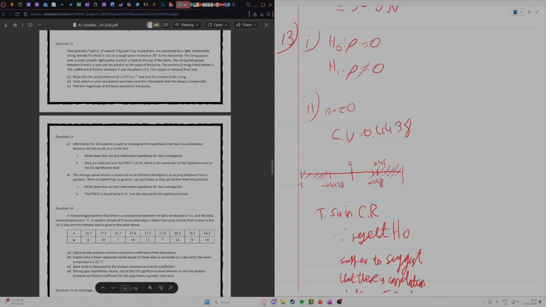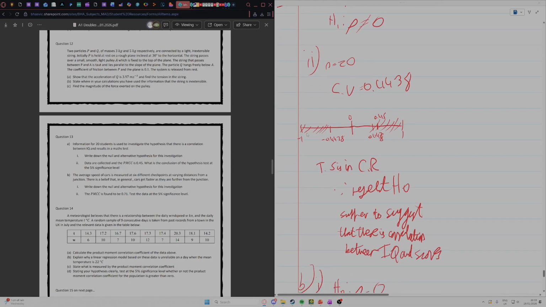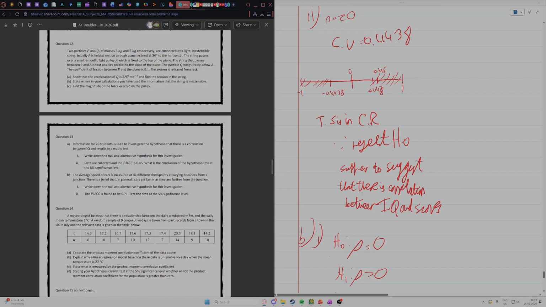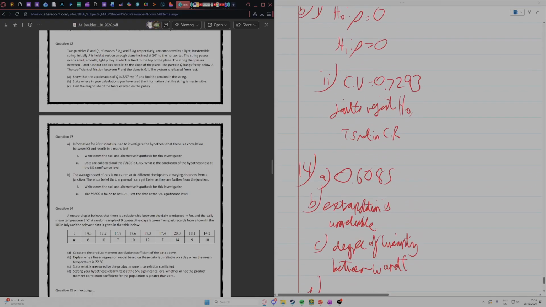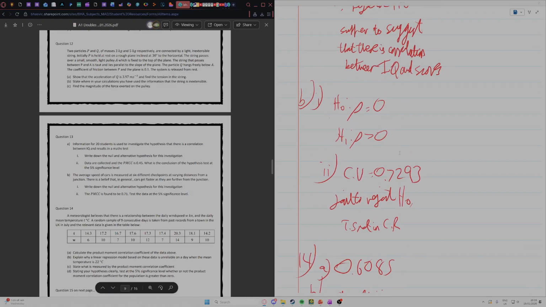Read your sample size. Your significance level is going to be half because it's a two-tailed test. Look at the formula book. Get your critical value. I drew out the little diagram just to help. This is the critical region. And you say your test statistic is in the critical region, therefore you reject the null hypothesis, and then you do your little conclusion. I sent this one out as an example of what to do, and this next one I just rushed. The only difference with this one is that rho is greater than 0, because it says that there's a belief that in general cars get faster as they are further from the junction. So rho greater than 0 is what we're testing.